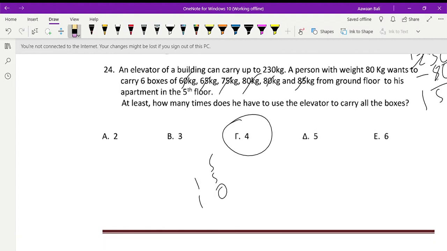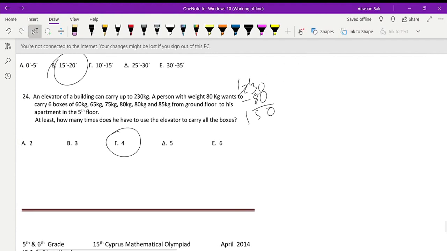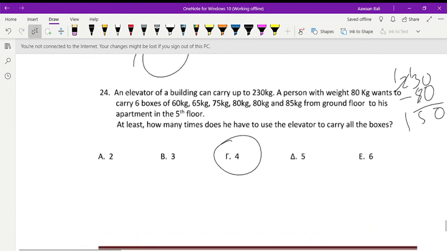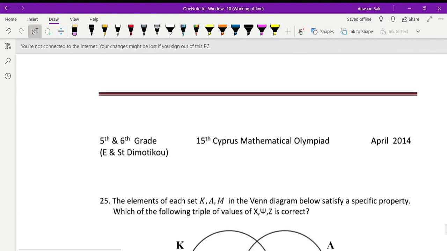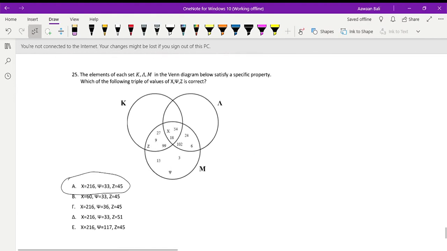So no matter how you do it, you'll always leave 2 boxes with a sum which is bigger than 150 kilograms. So therefore the answer will be gamma, 4. You have to go 4 times.